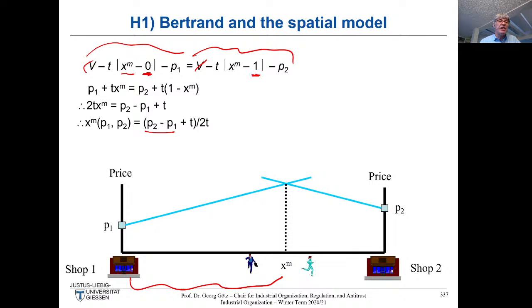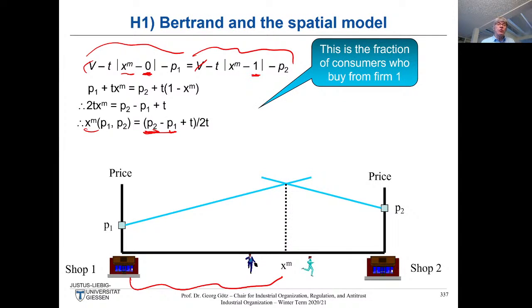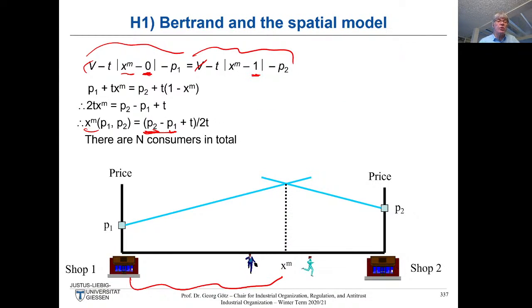That sounds rather sensible. If firm 2, shop 2 increases its price, the market share of firm 1 will increase. If firm 1 increases its price, its market share will decrease. And of course, this is a fraction of consumers who buy from firm 1. That's what I already told you. If there is a total number N of consumers, and we know that firm 1 gets this share, we know that demand will be just the share times the number of consumers. Okay, that's just N times XM, and this is just stated in full here.